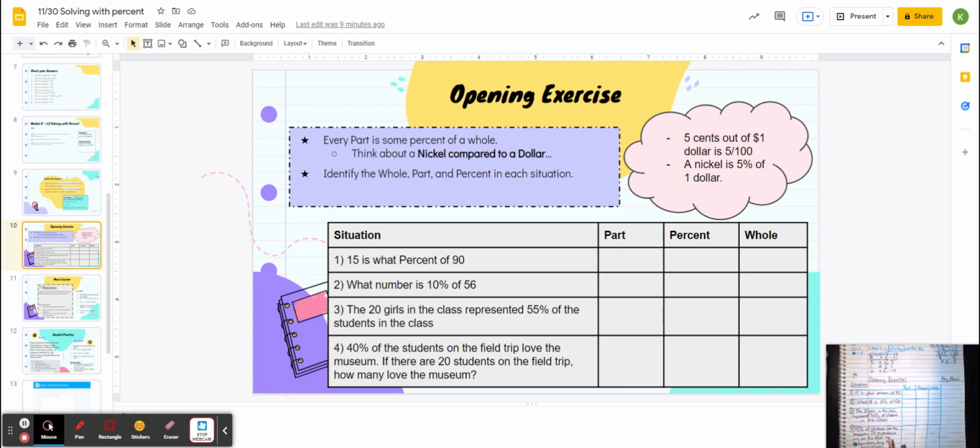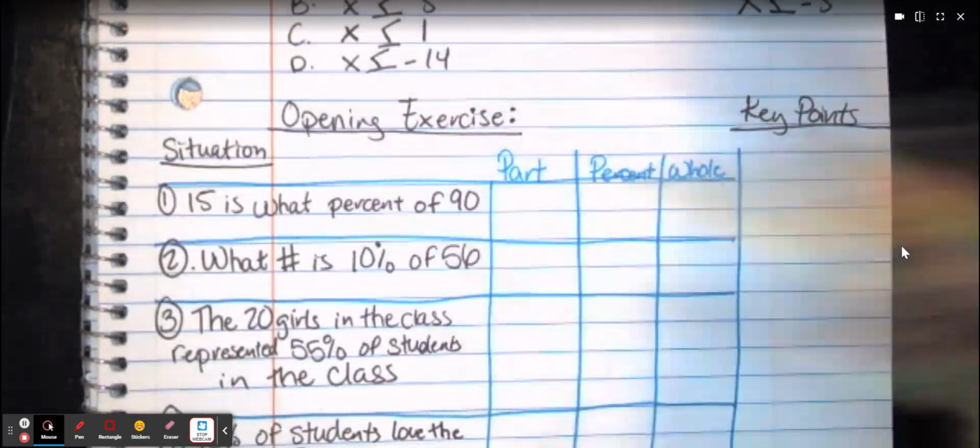Now, if you don't want to set your notes up like mine here at the bottom right of the computer screen, and actually have the table, you could literally just write down what is the percent, what is the part, what is the whole. However, since I already have this on my screen, I'm just going to use it as a reference, but we're going to basically be on my dot cam.